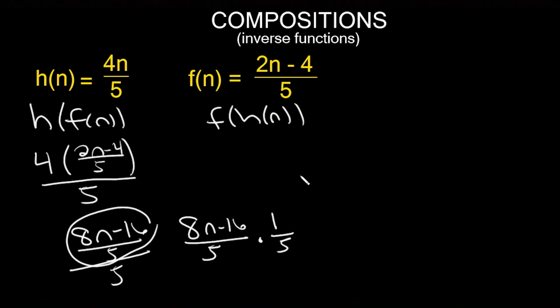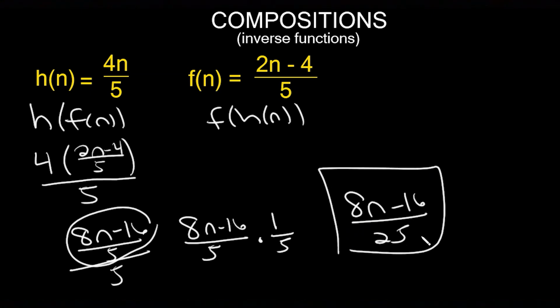And again, just to show you what I'm left with, I'll have 8n minus 16 all over 25. So again, you can see here that this n is not going to become isolated, right? I'm left with this whole part here. These are not going to be inverse functions as a result, okay? Let's go ahead and try one more example.